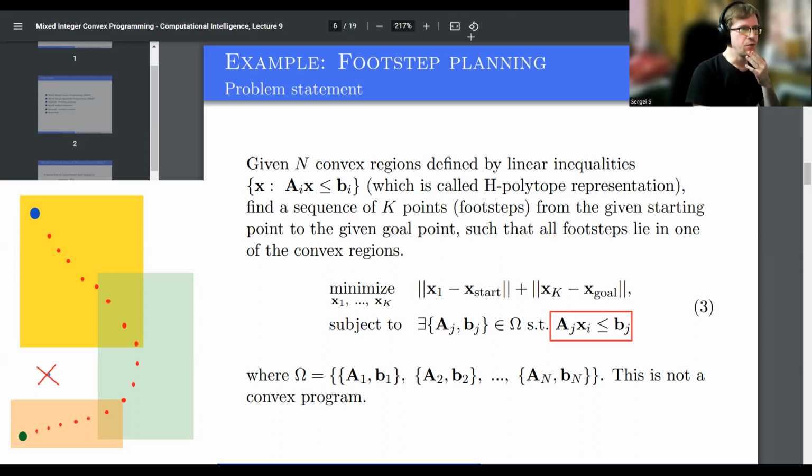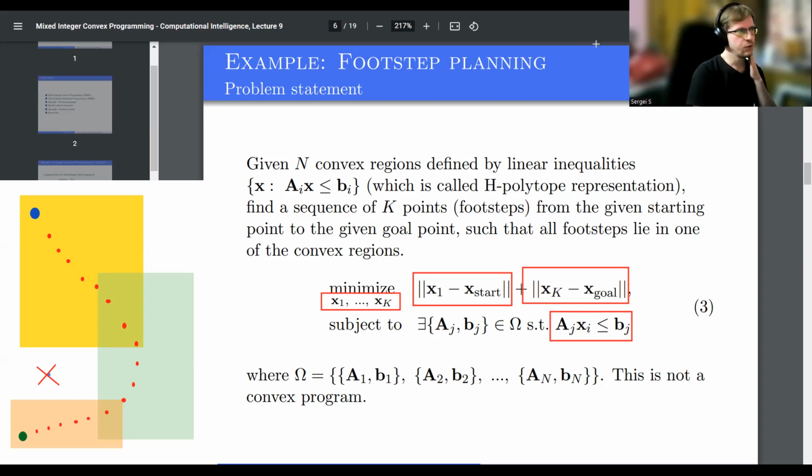Now, before we go, let me comment on the cost function. Here I say that the first point should be as close to the start as possible. Here I said that the last point has to be as close to the goal point as possible. We could also add additional cost on the distance between sequential steps, so the steps would be kind of equally spaced. That is a very typical constraint, very typical cost. And those are the decision variables here.